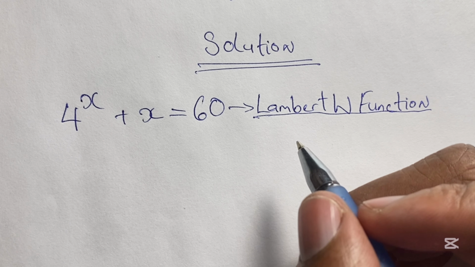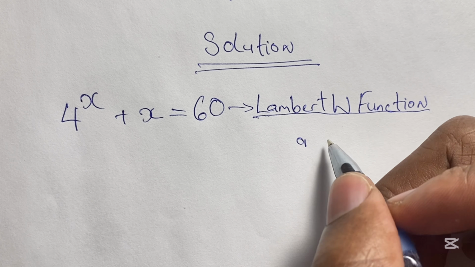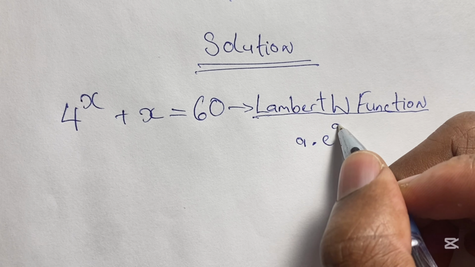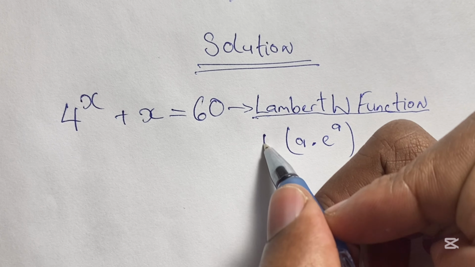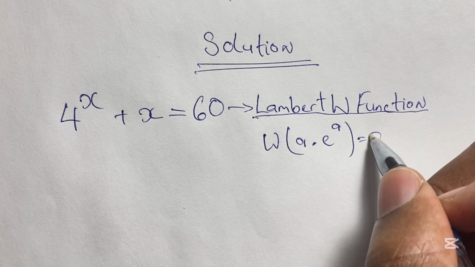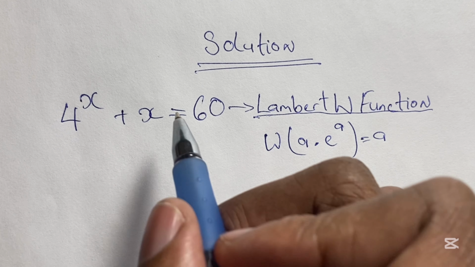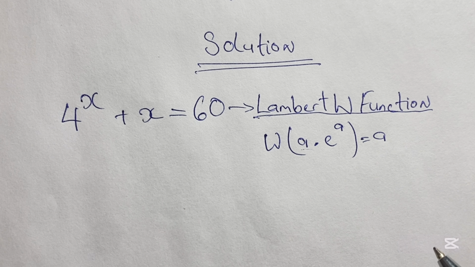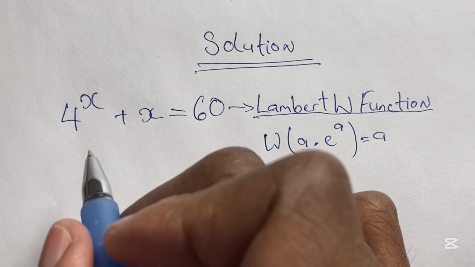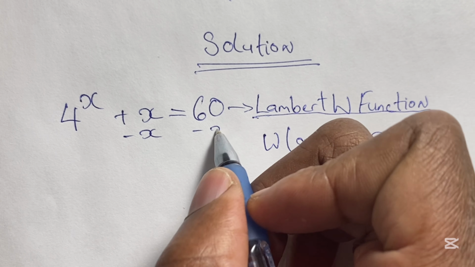Now how this function works is that if we have an expression such as a times e to the power of a, if we were to apply a W function, so we bracket this expression and apply a W function, the result is just a. So what this means, rewriting our equation in the form a times e to the power of a, when we apply our W function to that expression, our result is just the value of a.